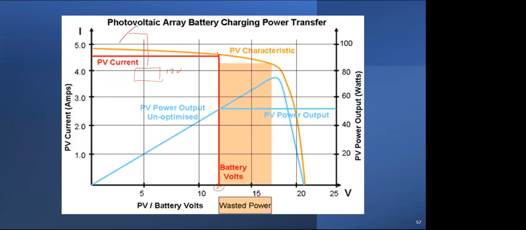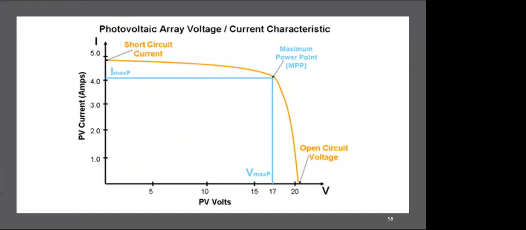Power is voltage multiplied by current, and we can derive the power from the area under this curve. At this operating point, you can see this amount of energy is wasted. So the operating voltage of this solar PV is very important for a particular irradiance. That point is what we call the maximum power point.